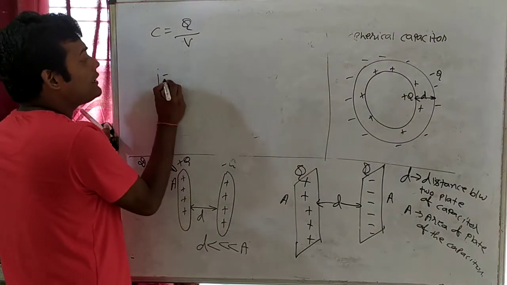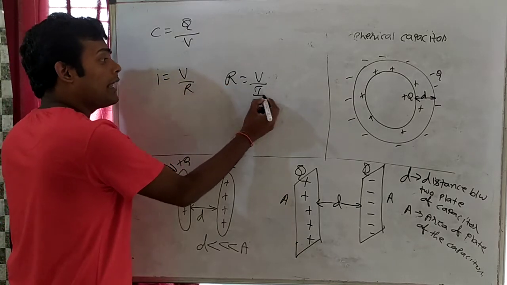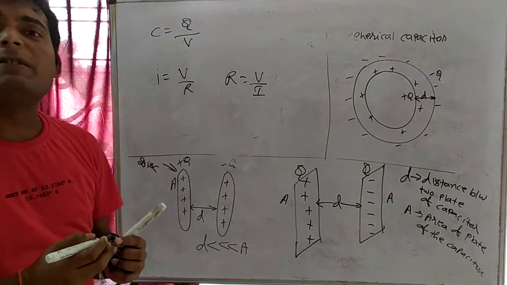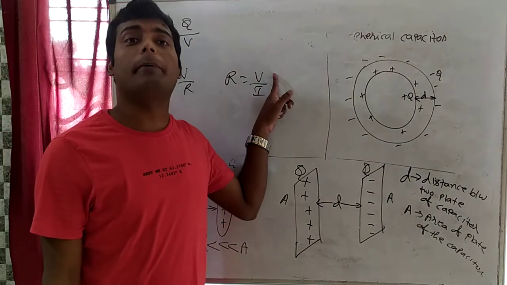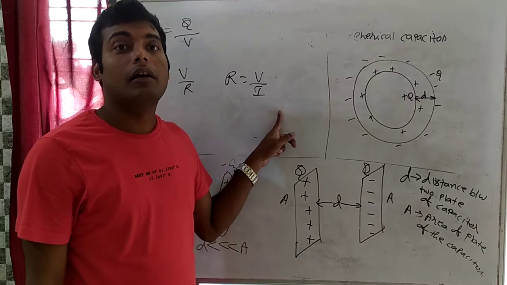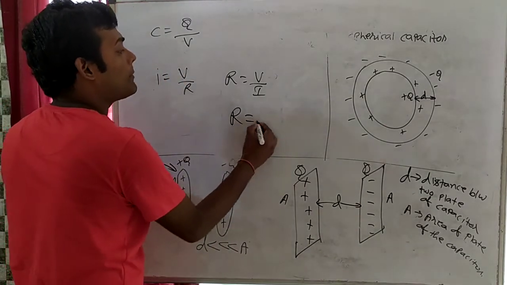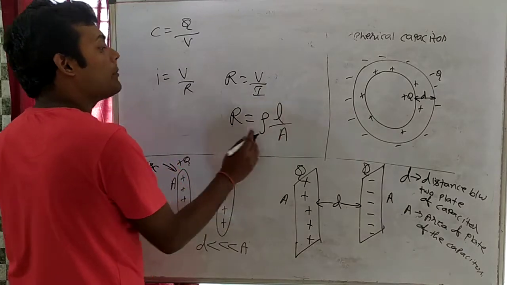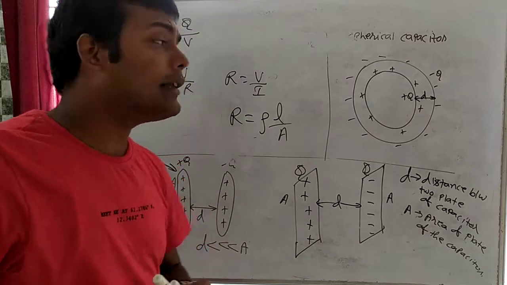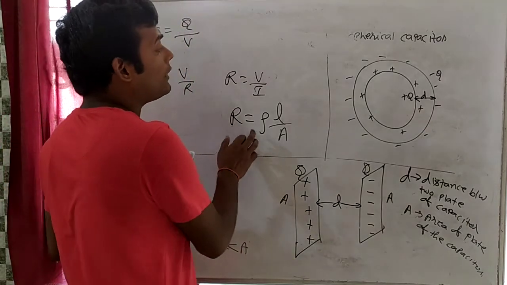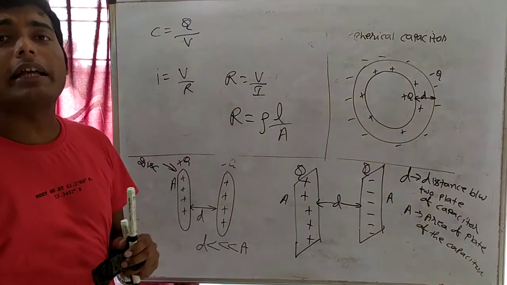I told you that I is equal to V by R, right? So what will be R? R will be V by I. Am I correct? So if I ask you on which factor the resistance of a conductor is depending, the resistance of a conductor is not depending on V and I. Why? Because in class 10 you all have learned that resistance is depending on rho L by A. That means the resistivity of the material, the length of the conductor and the cross-section area of the conductor. So resistance is actually depending on this. Resistance is not depending on voltage and current.